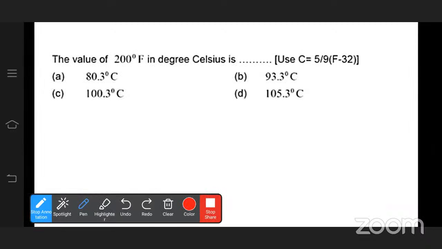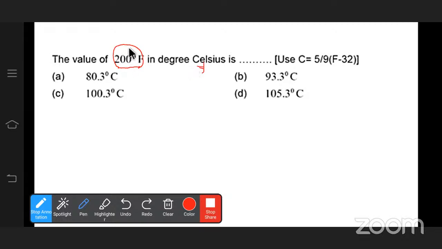Okay, listen. The value of 200 degree Fahrenheit in degree Celsius is. Here the unit is given as Fahrenheit, and they are asking the answer in Celsius.